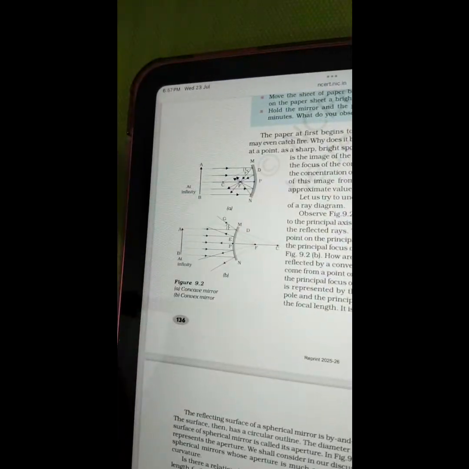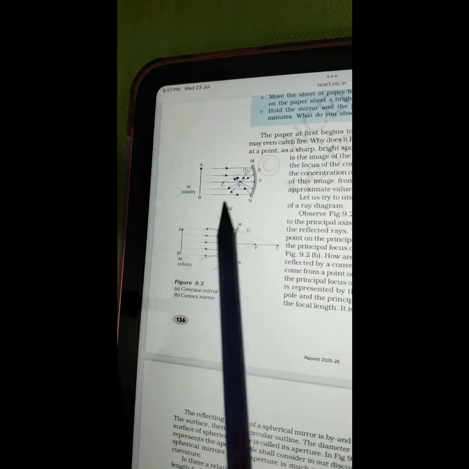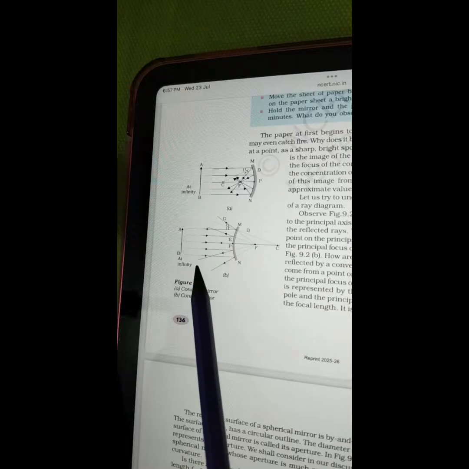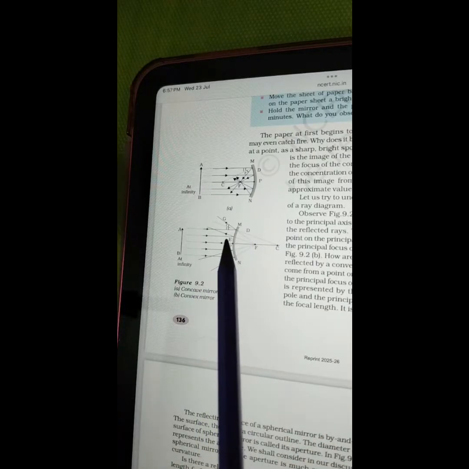The distance between the pole and the principal focus of a spherical mirror is called the focal length. It is represented by the letter small f. So here is the diagram which is given to you. One is for the concave mirror and this is for the convex mirror. So this is converging one and this is diverging because after striking the mirror, they are diverging away.